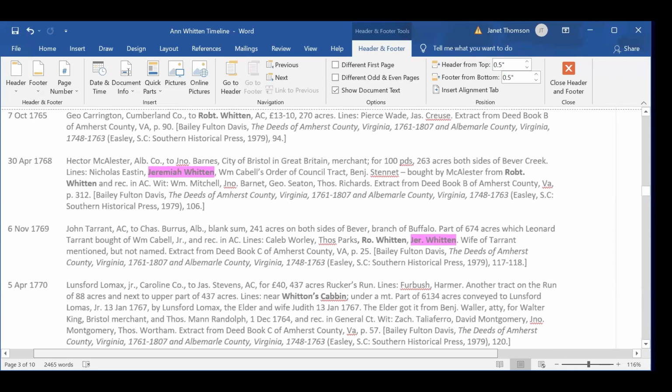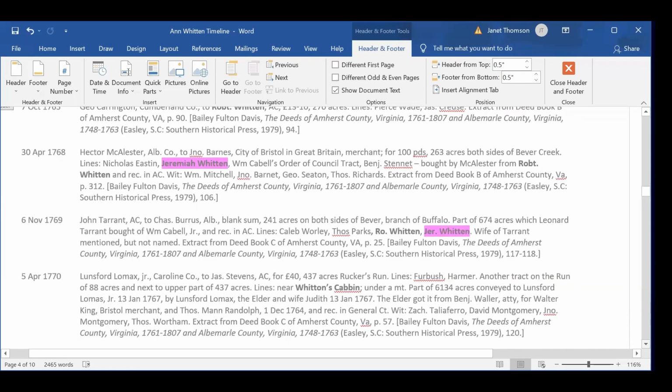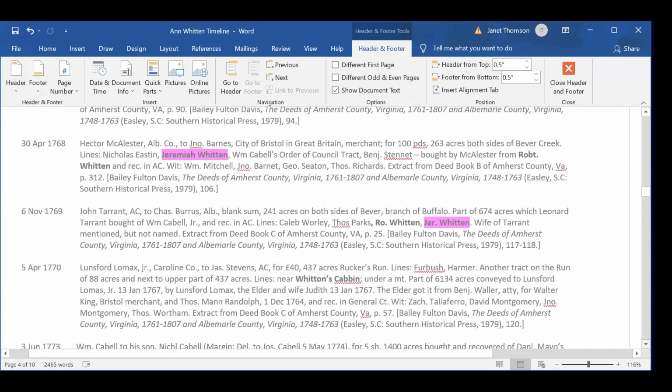So we're in 1765, 1768 through 1770. We're getting close to within 5 years of this thing eventually called an American Revolution, just to give some context. And they're still buying land. Lines near Whitten's cabin under a mountain. All I did here is keep pulling out anything that referred to Jeremiah Whitten or any of the Whitten family, to keep track of when they moved, because eventually this family moved from Virginia to Kentucky, and then they ended up in southern Indiana.